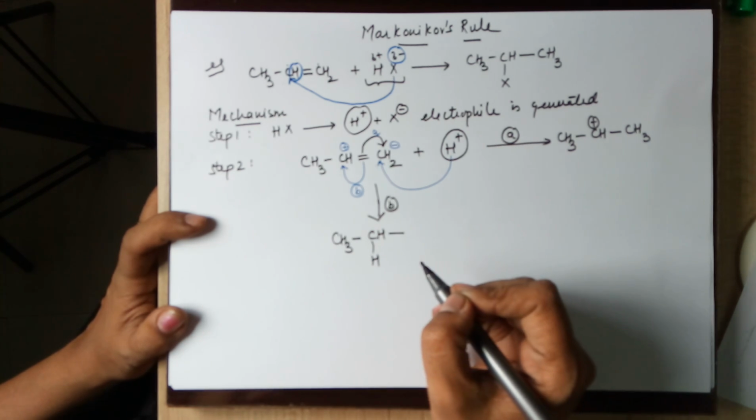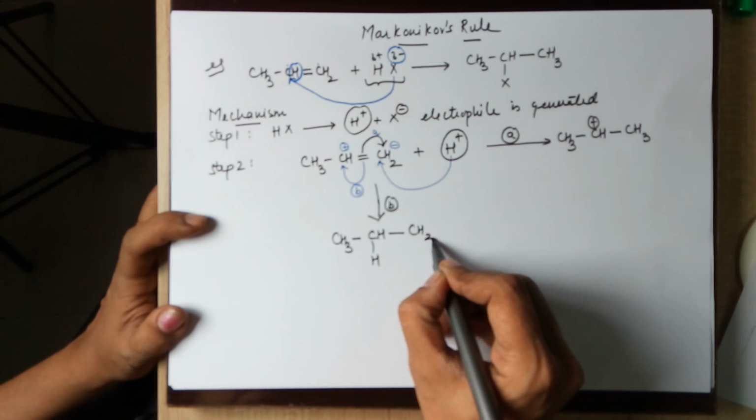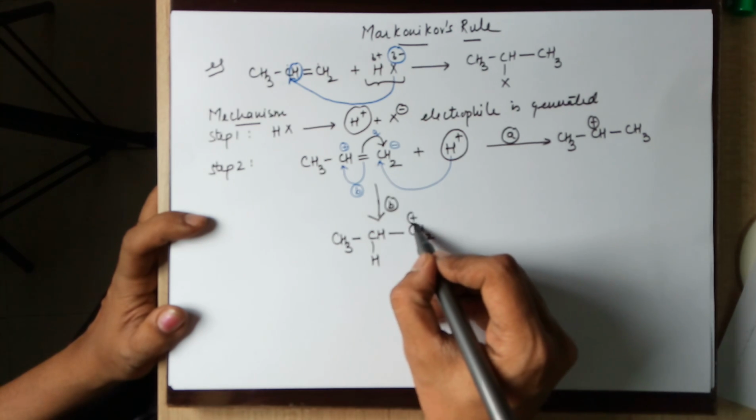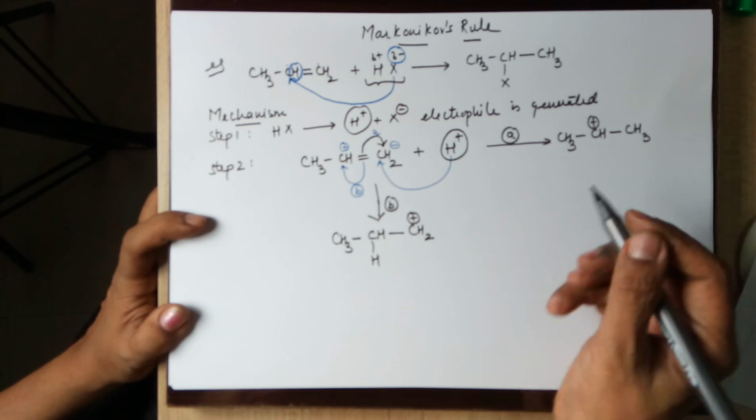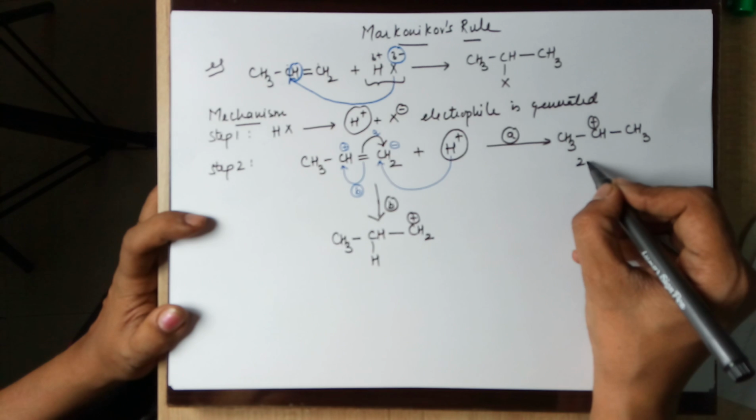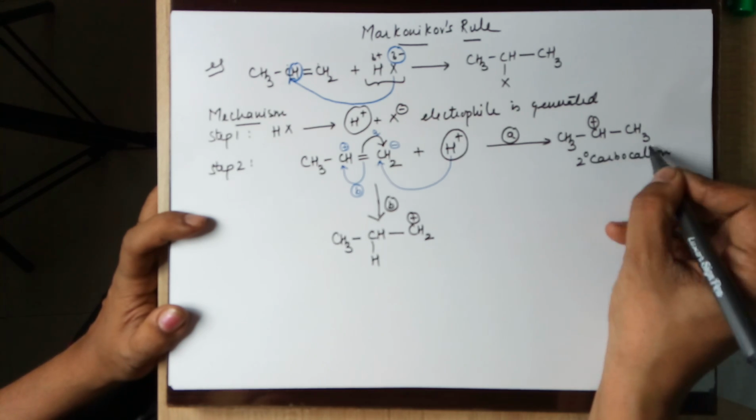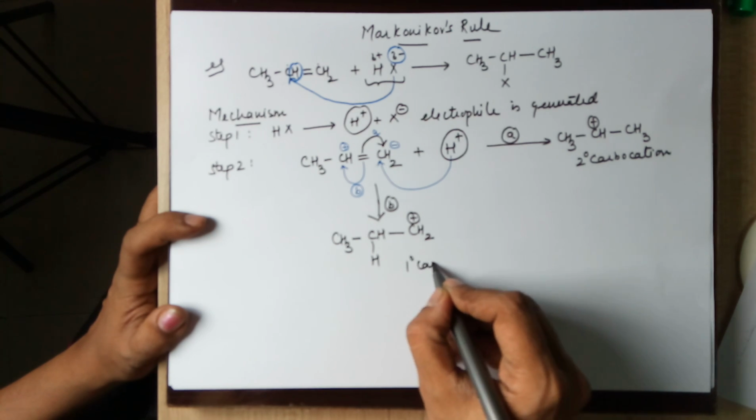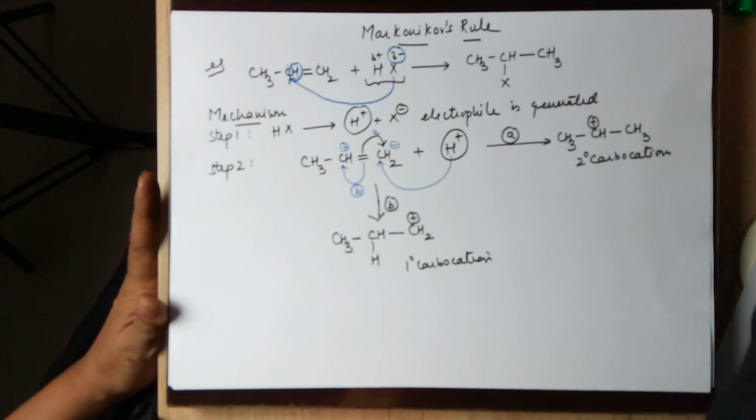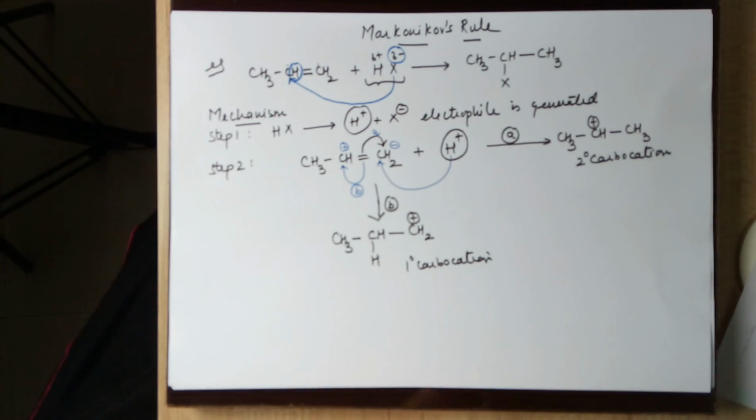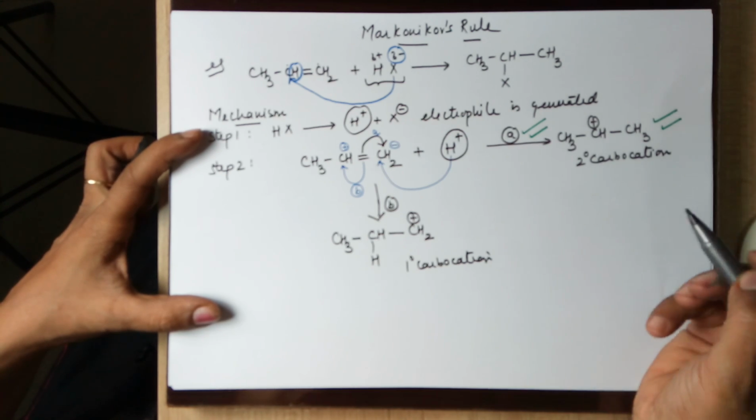Your double bond is broken down. Electrons have gone to this particular carbon. This particular carbon is left with one electron less, so you get a positive on the terminal carbon. In this route, this is a 2-degree carbocation, while this is a 1-degree carbocation. I hope it is clear that out of the two processes, we would advise A, which is the correct way of doing it.